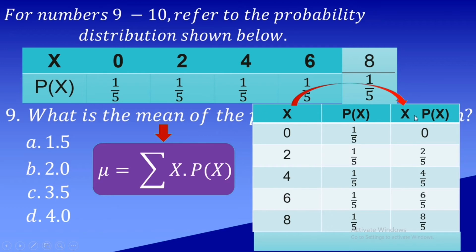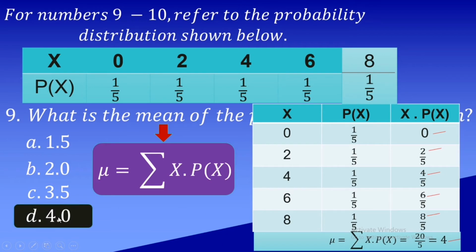So, the product of x and p of x to find the mean. 0 times 1 is 0, 2 times 1 is 2 over 5, 4 times 1 is 4 over 5, 6 times 1 is 6 over 5, 8 times 1 is 8 over 5. Okay, get the sum: 0 plus 2 plus 4 plus 6 plus 8. That would be our mean. So, 20 over 5 is equal to 4. So, the answer is D.